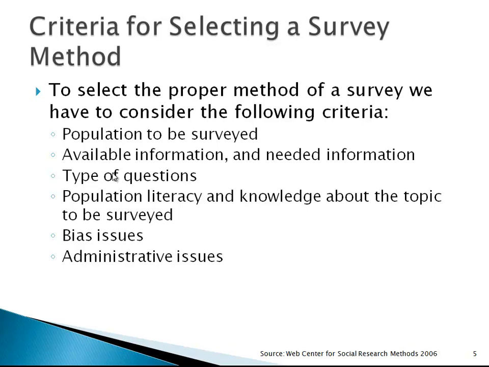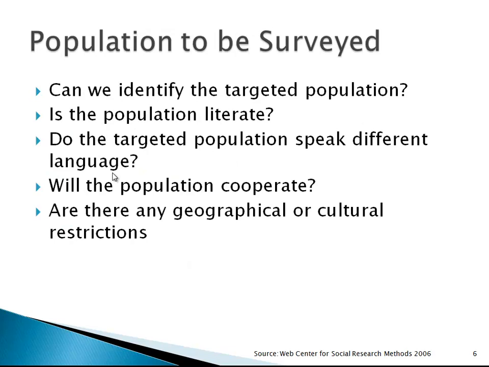In addition, we need to look at the bias issues and administrative issues. And I will go over each one of these criteria separately. So for the population to be surveyed, we can identify the targeted population and know exactly who the people are that we will be surveying, whether by age, gender, or ethnicity, or whatever the target is.